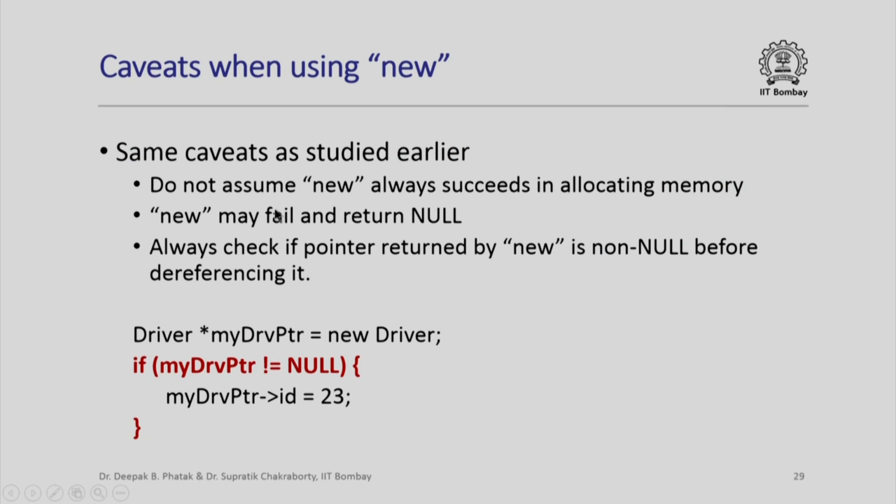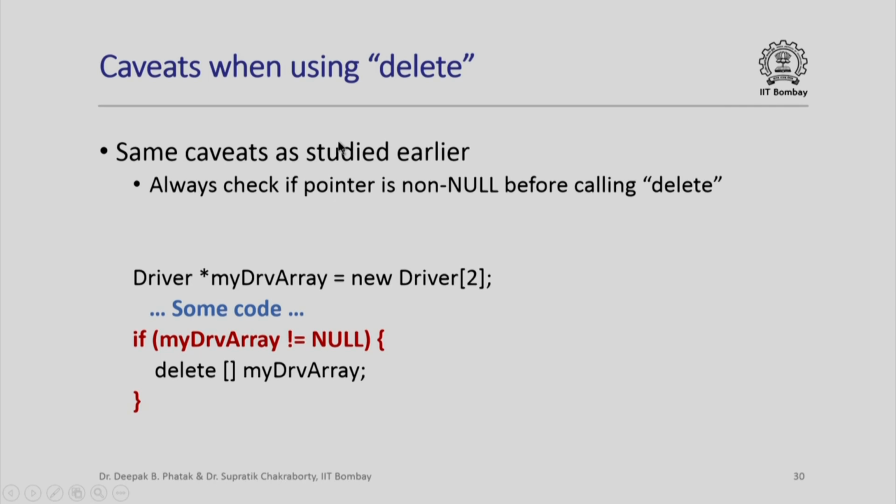So there are some caveats when you use new and delete. These caveats are really the same as we have studied earlier. You must not assume that new always succeeds. New can indeed fail and return null. So you must always check after new whether the pointer returned is not null before you dereference the pointer, as is shown in this example here. Similarly, when using delete, you must not try to delete a null pointer. So you must always check whether the pointer is non-null before calling delete on that pointer variable.